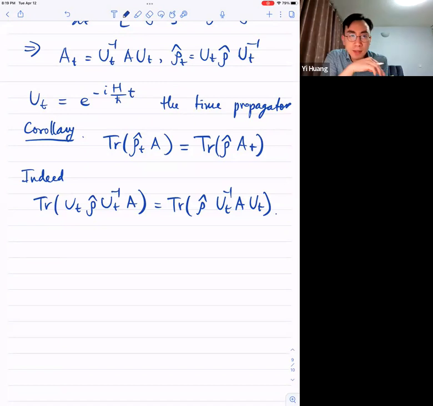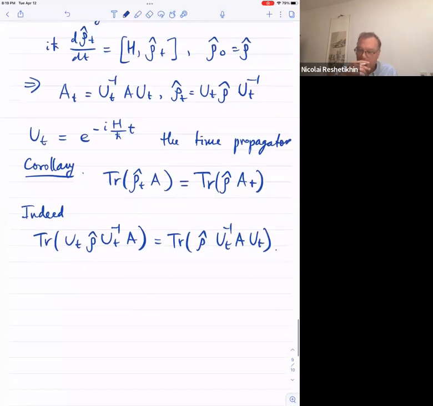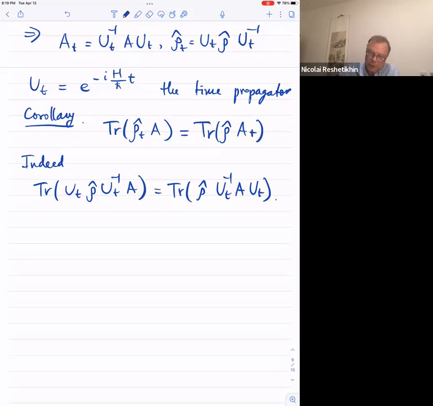So if we take the pi of AT, then it becomes endomorphisms on H. Yes, yes. So why is it that we want AT to behave with different signs to rho T? It's because we want this.